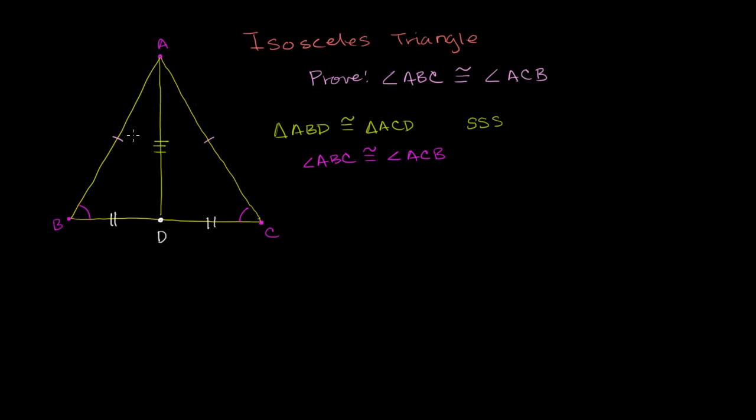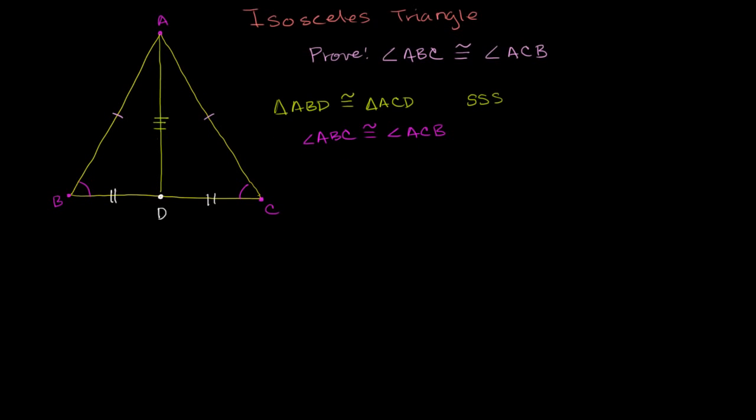If you have an isosceles triangle, a triangle where two of the sides are congruent, then their base angles are also going to be congruent. Now let's think about it the other way. Can we make the other statement? If the base angles are congruent, do we know that these two legs are going to be congruent? So let's try to construct a triangle and see if we can prove it the other way.